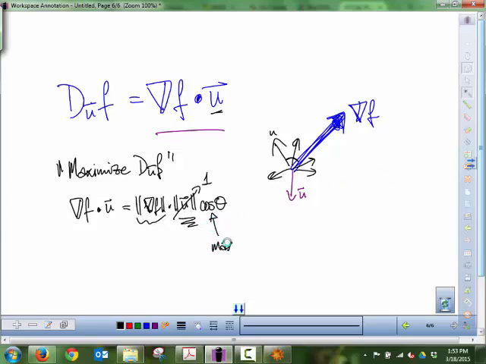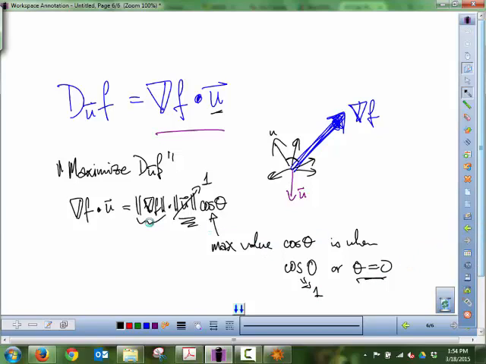So the maximum value for the cosine of theta happens when theta is equal to 0. Cosine of 0 is equal to 1, and that's the maximum value for the cosine. And theta equal to 0 would maximize this whole quantity. So they're parallel. To find your maximum, the direction has to be pointing in the same direction as the gradient.